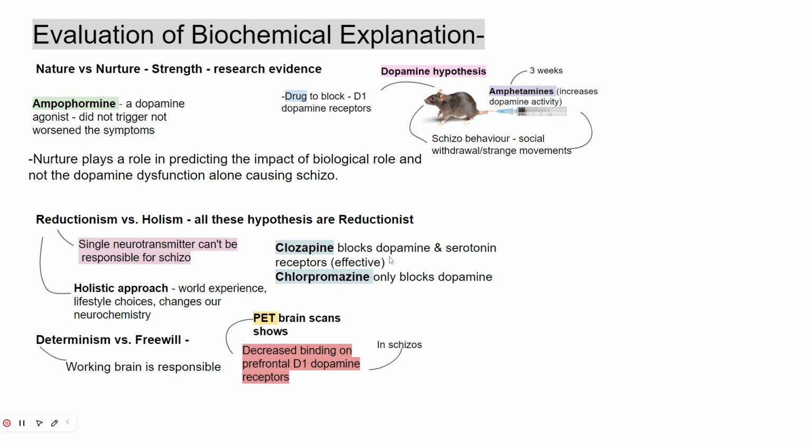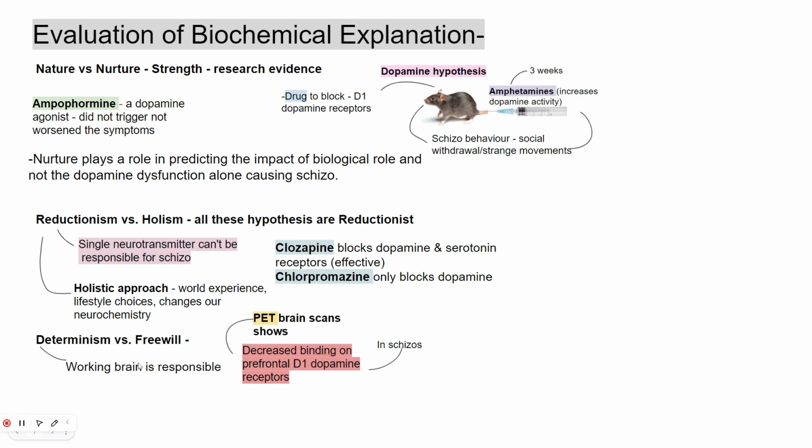Clozapine is the example that they give. Clozapine blocks the dopamine and serotonin receptors, and it is more effective. These are two different neurotransmitters, but chlorpromazine blocks only dopamine, so it's not as effective. So you should take a holistic approach, and not just say that one transmitter is responsible or a biological explanation. You can take other world experience and lifestyle choices, like mindfulness and diet, that actually change our neurochemistry.